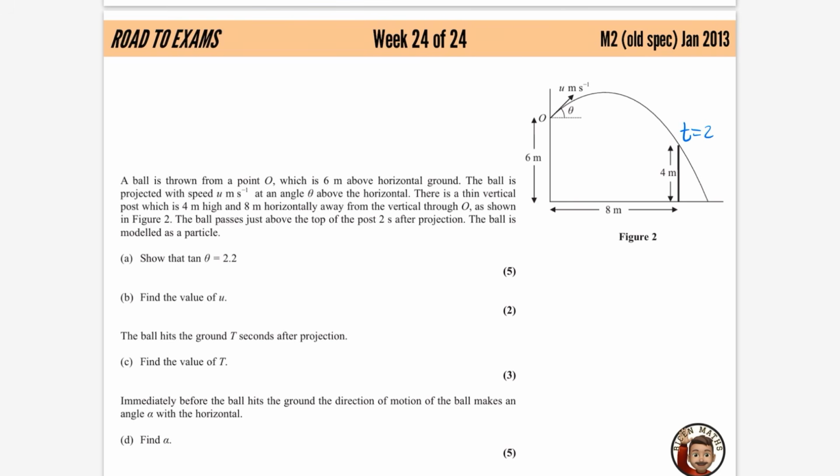The ball is modelled as a particle. Well, it has to be modelled as a particle because if it was bigger than a particle, it might not go over the top of the post. It's probably going to hit it. So if they did ask modelling, which they don't here, I would probably criticise that. So we're going to try and show that tan theta is equal to 2.2.